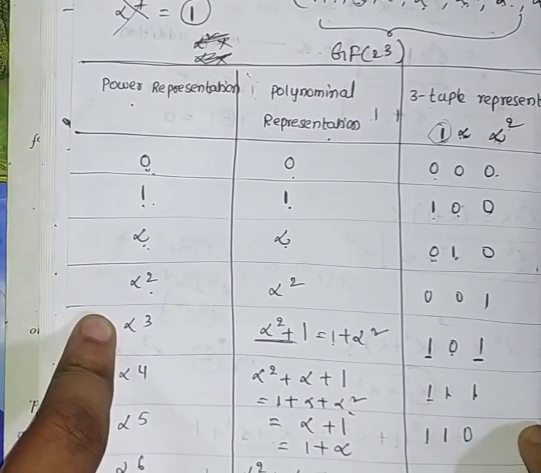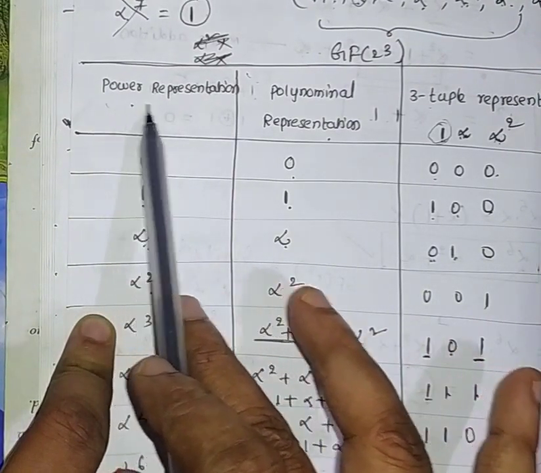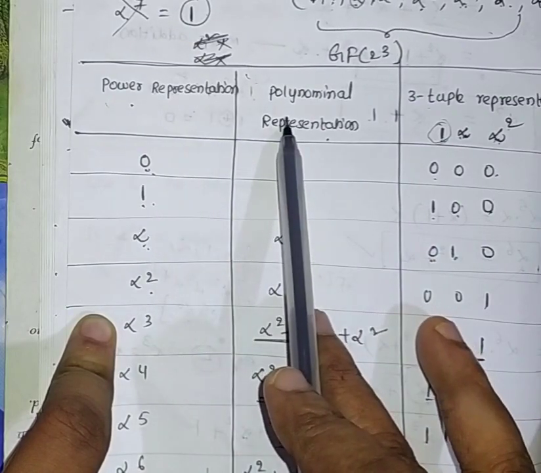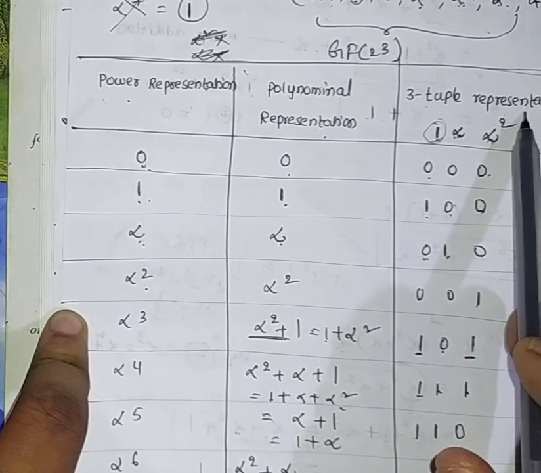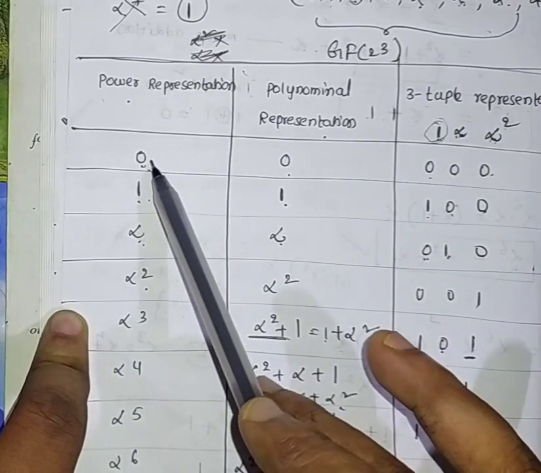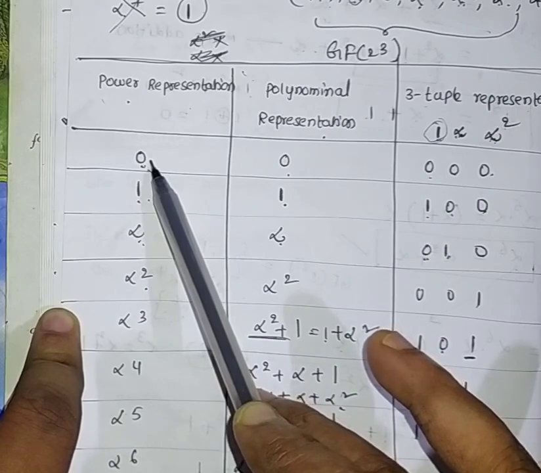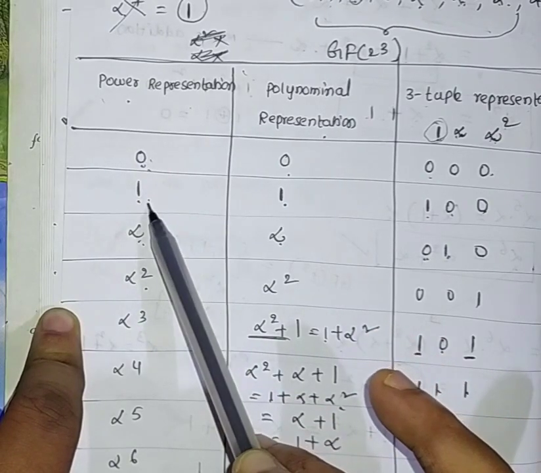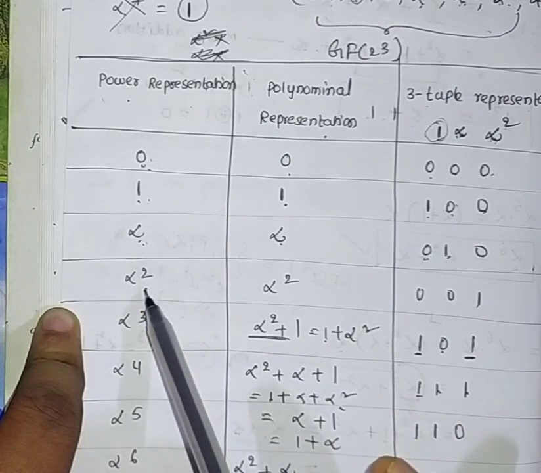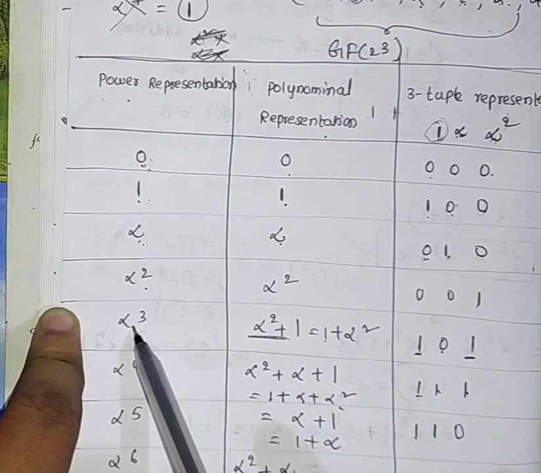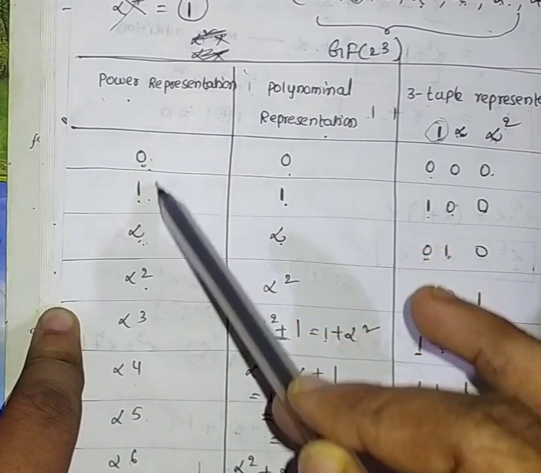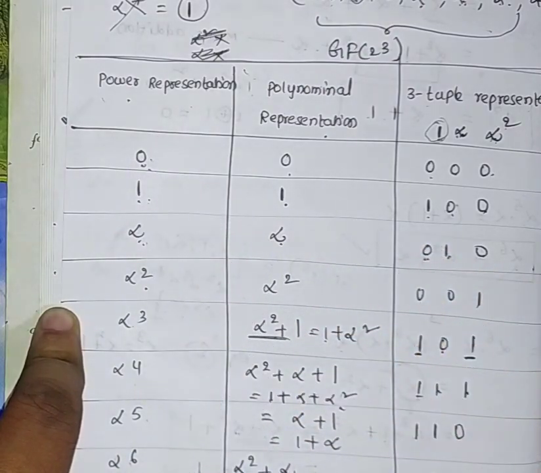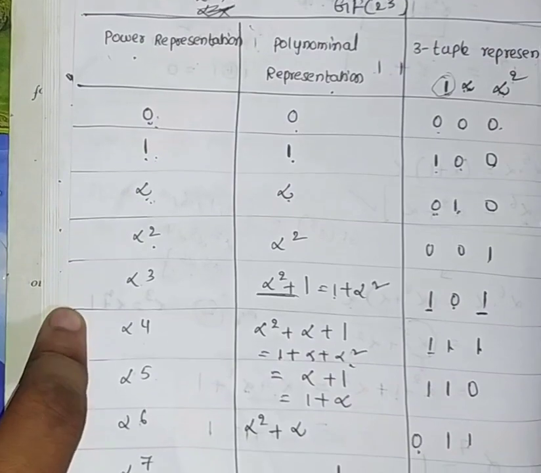Let us consider that particular table. In column number 1, I represent the power representation. In column number 2, I represent the polynomial representation. In column number 3, I represent the 3-tuple representation. Right? So here the first element power is 0. Second element power is 1. Third element power is alpha. Fourth element is alpha square. Fifth element is alpha power cube. Sixth, seventh, eighth, ninth. These are the various elements available in the Galois field 2 power 3.